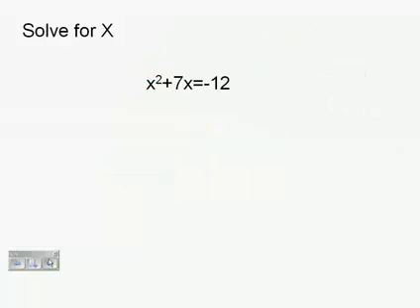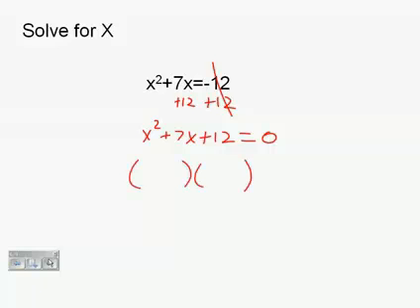All right, so here's a situation where I have x squared plus 7x equals negative 12. Before I factor, I need to take that negative 12 and bring it to the left-hand side. So I need to add 12 to both sides. So I have x squared plus 7x plus 12 equals 0. Negative 12 plus 12 goes to 0. Good. Now I can factor.